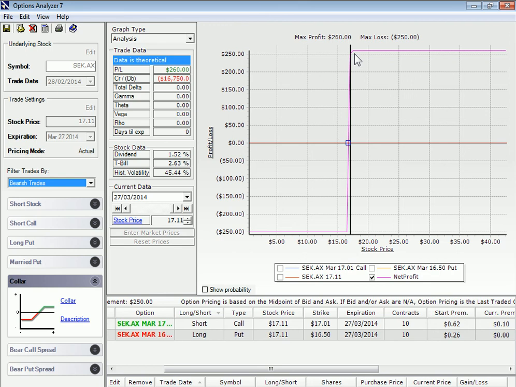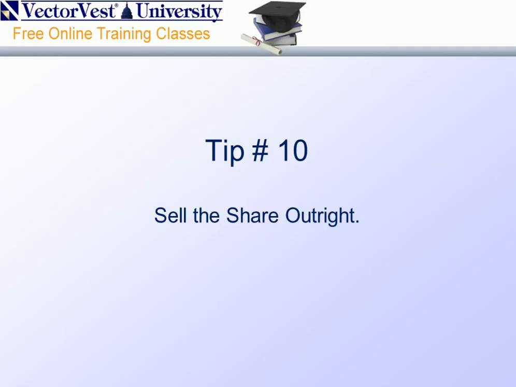Let's jump right back into the PowerPoint for our final tip. Sell the share outright. There's no surer way to maximize profits than locking in the gain, because inevitably you don't have a gain until you do so.